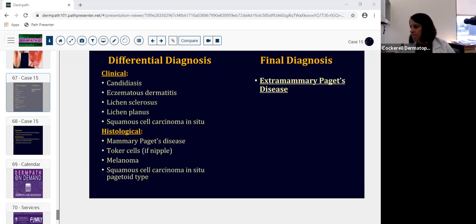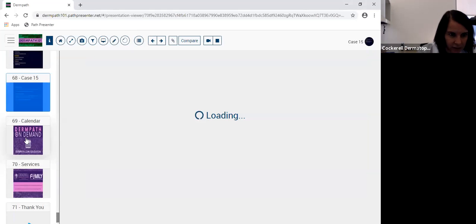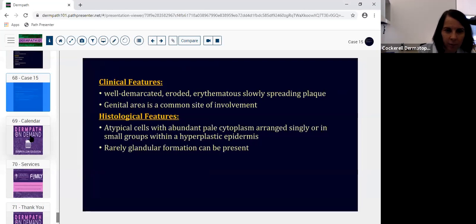So, and not to say anything bad about family practice doctors. Oops. I didn't mean to, but sometimes it's so rare. Let's face it, it's rare. It's rare for everybody. But anyway, that's our last case. Is there anything else I can say on case 15? Let's just see. Oh, there's a little bit more clinical.